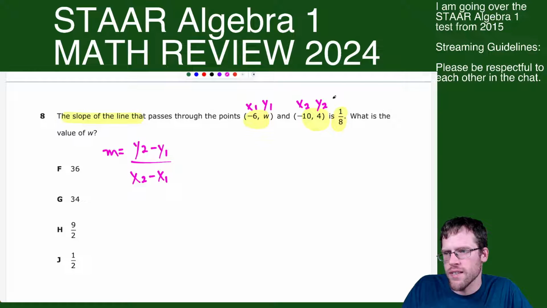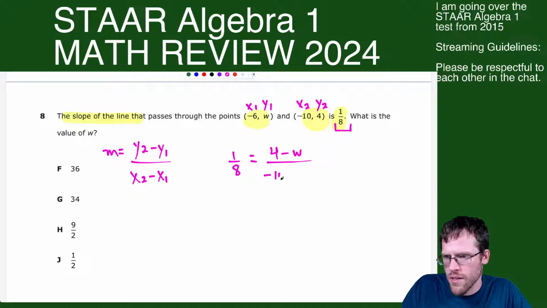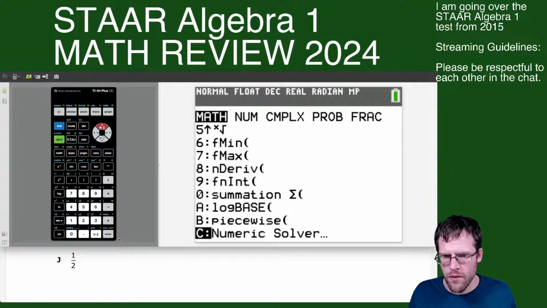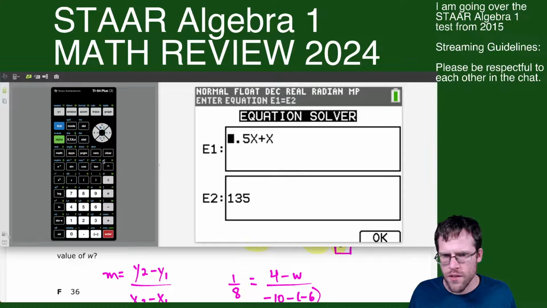The only challenge here is that they told you the slope. So they basically told you that m is 1 over 8 equals y2 is 4 minus y1 is w, over x2 is negative 10 minus x1 is negative 6. I think that calculator would also do this algebra for us. So let me just see. Math, numeric solver. I'm going to clear this out. I could say 1/8. But now I'll show you another trick. Alpha, y equals, enter. Pulls up a blank fraction.